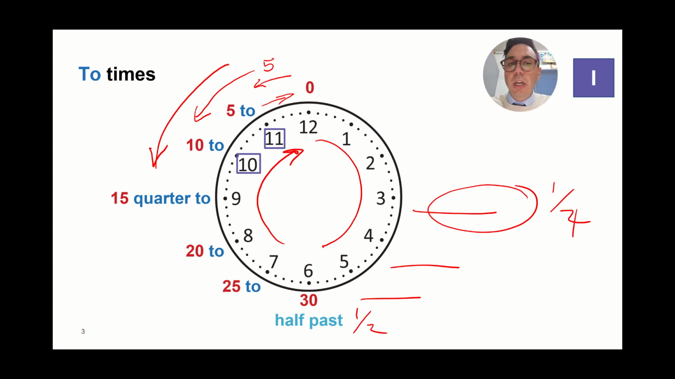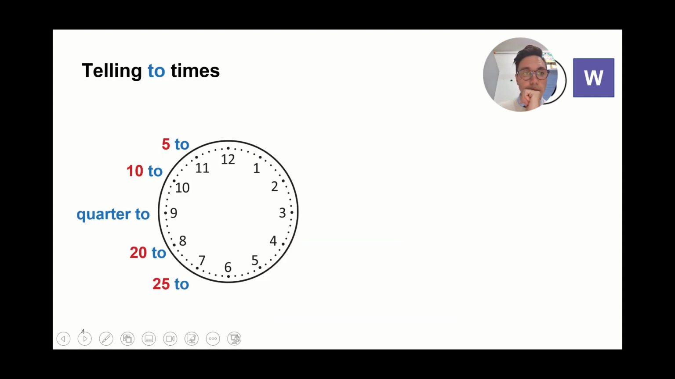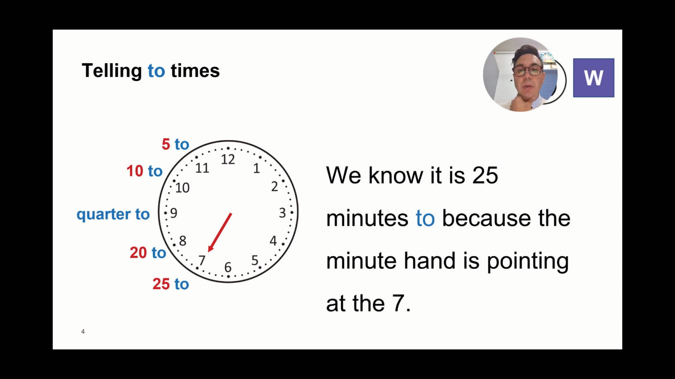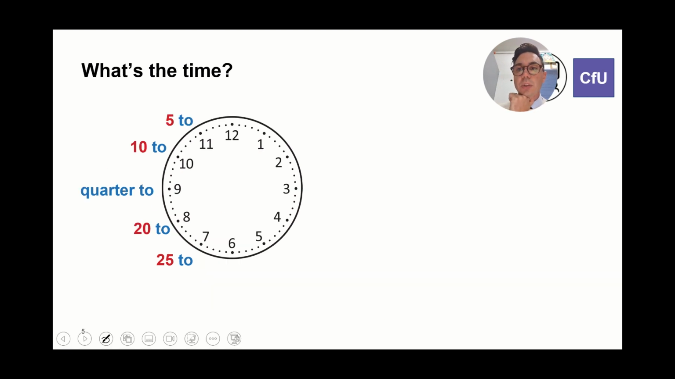On your guided notes, you need to fill in the 15 or quarter to, 20 minutes to, 25 minutes to, 10 minutes to. That's going to be a really good resource for you to look at while you're doing your work. So fill this in. Make sure that you've got your sheets filled in. So here, let's have a look at this one. We know it is 25 minutes to, because the minute hand is pointing at the 7. If we count backwards, 5, 10, 15, 20, 25. So 25 minutes to the hour.